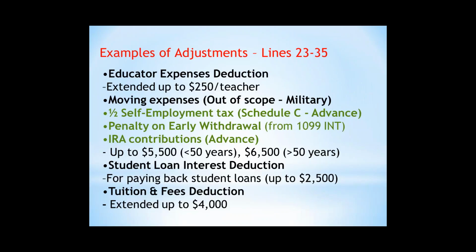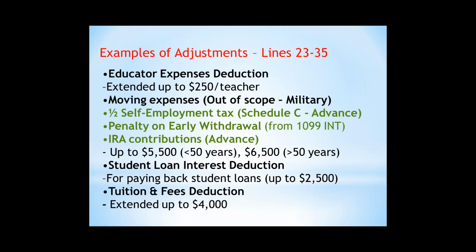The first adjustment that we're going to talk about is the educator expenses. So there's a deduction that somebody can take if they work within a classroom in a school. Typically it's teachers, but sometimes it's paraprofessionals or other educators in different circumstances. And they can use up to $250 that they spent out of pocket for school supplies.